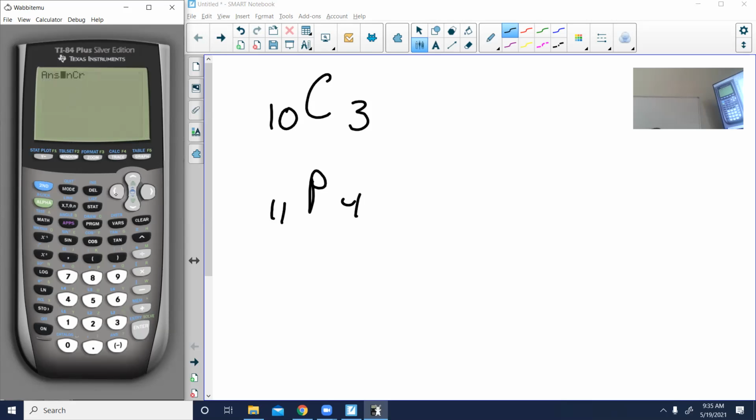Oh, my fault. You have to put the first number first. So I got to put 10, then math, go to the probability, then number 3. Then you get 120.